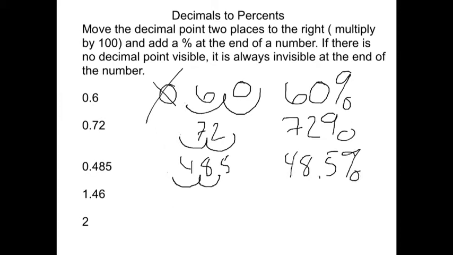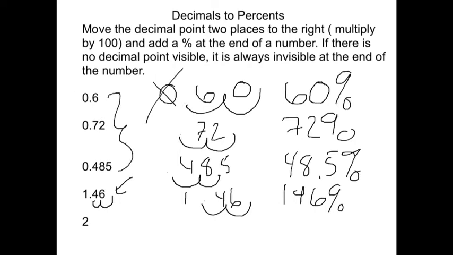Percent, 48.5%. Now I'm going to have 1.46. I'm going to move the decimal point 2 places. So 1.46, when I move it 2 places, I have greater than 100%. That should make sense to you because if your number is larger than 1, you should have more than 100%. If your number is smaller than 1, like 0.6 and 0.72 and 0.485, you should have less than 100%.